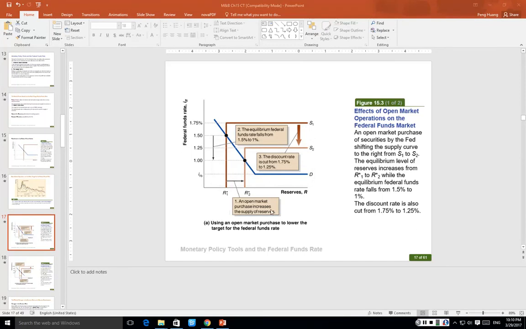Okay, so after we started the federal funds market, we actually can use the model we learned, the supply and the demand of the reserve, to find out why the federal funds rate may change. So in the first case, we are going to study the monetary policy conducted by the Federal Reserve. So in this case, the Federal Reserve will use the open market purchase of the securities.